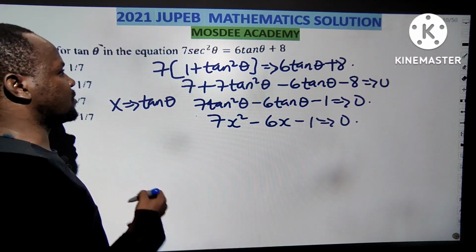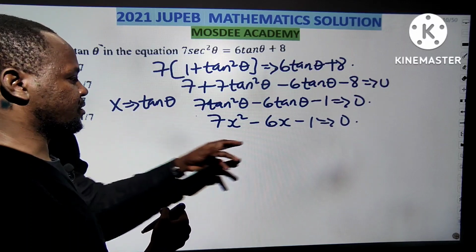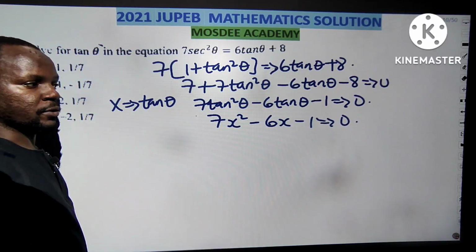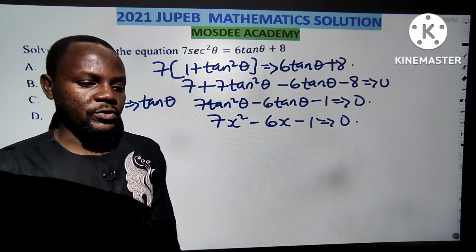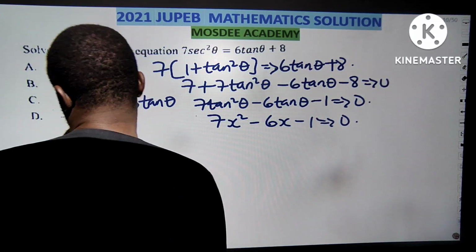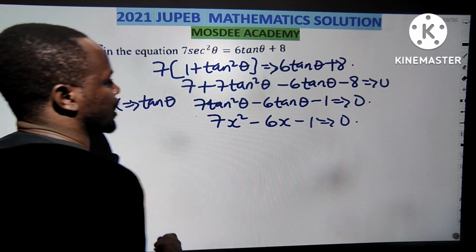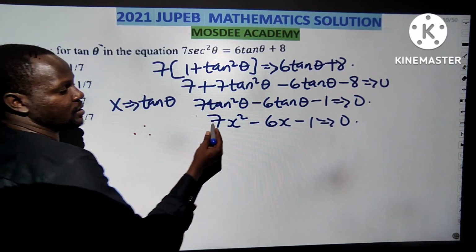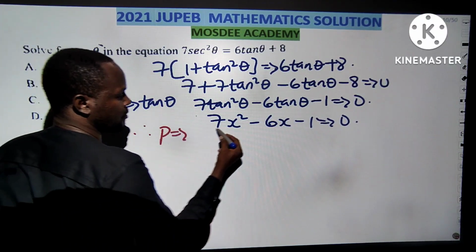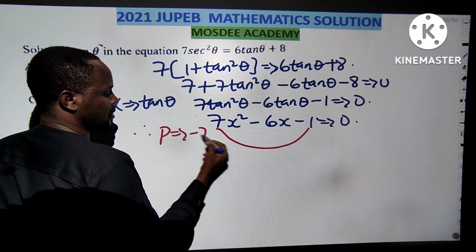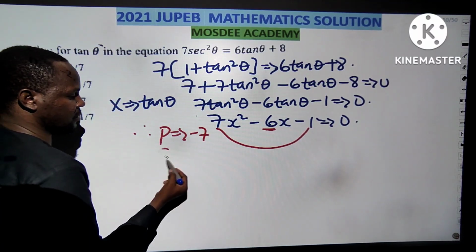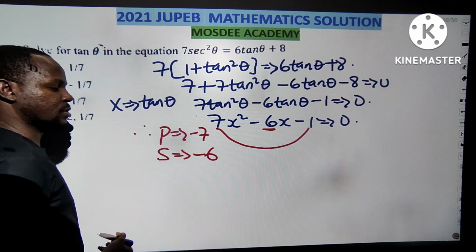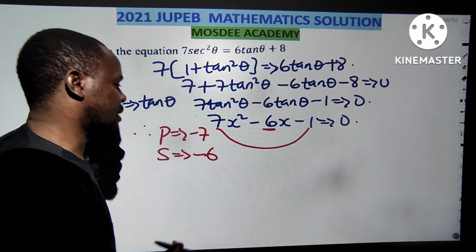Because the question is for tan theta, x is equal to tan theta. So any answer you get for x here is the answer to the question. So let's do it together. I also need to be working with you so we don't make errors. Directly here I can say product and sum, shortcut, right? Let's use the shortcut. Product is 7 times minus 1, which is minus 7. Sum is the coefficient of x, minus 6. I am looking for two numbers that, when multiplied, give minus 7.